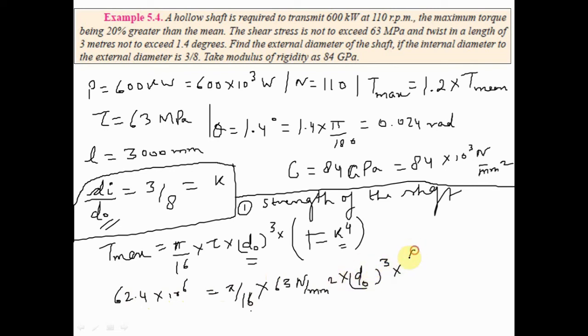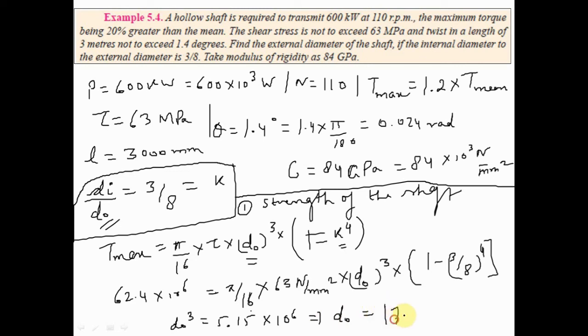and the k value, which is di by do, is 3 by 8 to the power 4, bracket close. From here you will be getting the value of d outer cube equal to 5.15 times 10 to the power 6. Hence d outer will be equal to 172.7 millimeters. Okay, so this you have calculated. So the outer diameter of the shaft is equal to 172.7 millimeters.